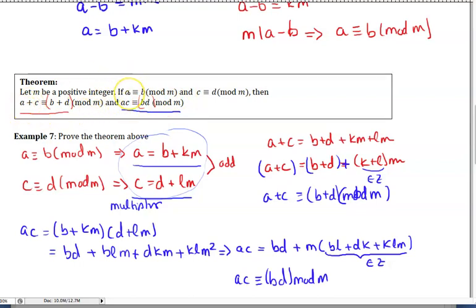So basically this theorem right here proves sum and product properties of congruencies in mod. If a is congruent to b mod m and c is congruent to d mod m, then the sums of these are congruent and the products of these are congruent. Again, some of these properties are useful for the arithmetic that we're going to do in a little while.